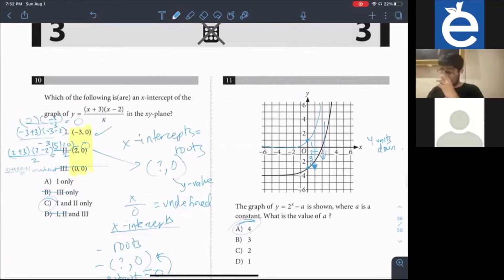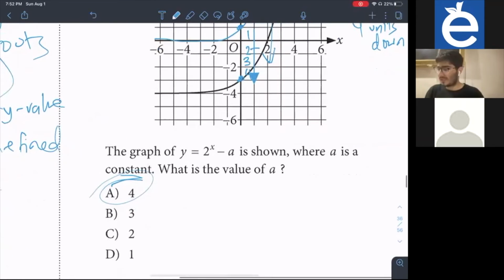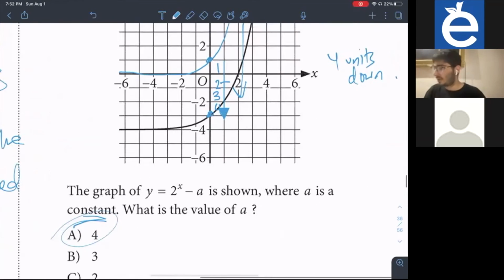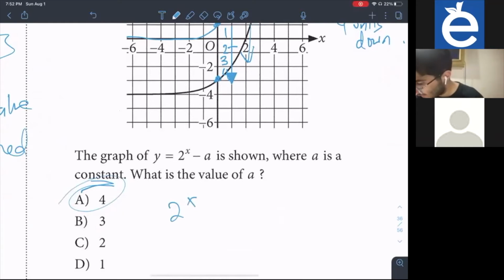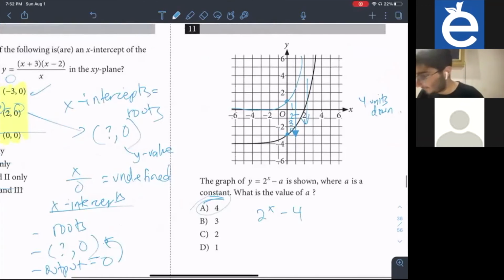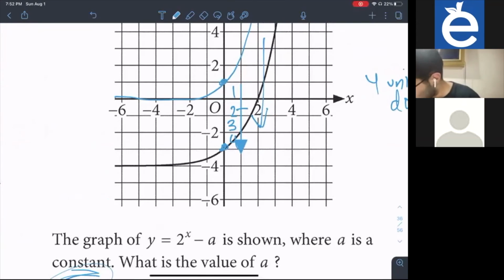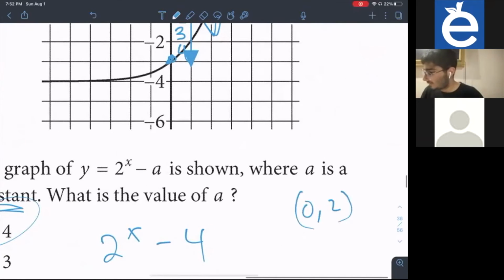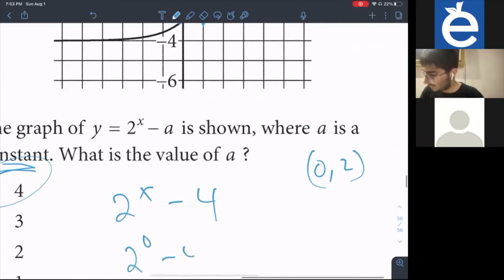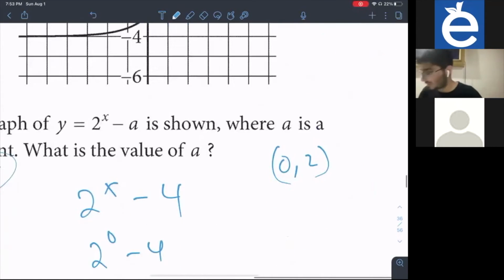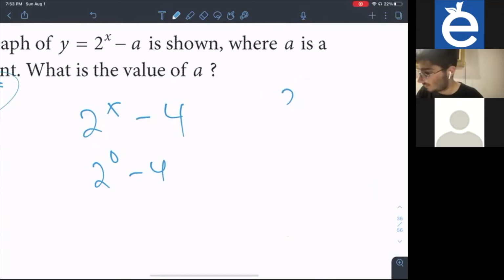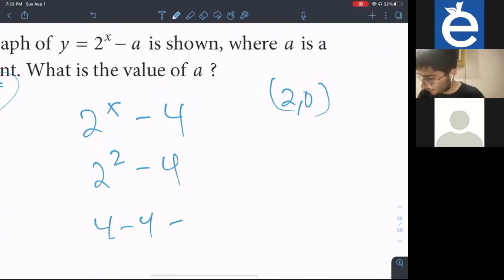But another way you could do this is by plugging each value in and plotting the points. So let's try 2^x minus 4 here. So we have, this is the graph that they originally gave us. Let's try 2, comma 0 as a point. So it'd be 2 raised to the 2 power minus 4, which is 4 minus 4, which is just 0.